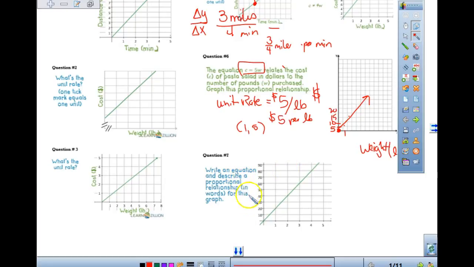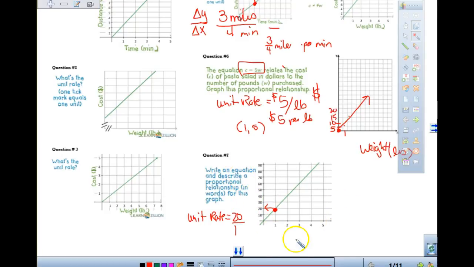In number 7, it says write an equation. So when we write an equation, at 1, can we tell what this point is going across? Our unit rate changing is what? 20. Equals 20 per 1 in this case. We don't know what the units are. So it says write an equation.